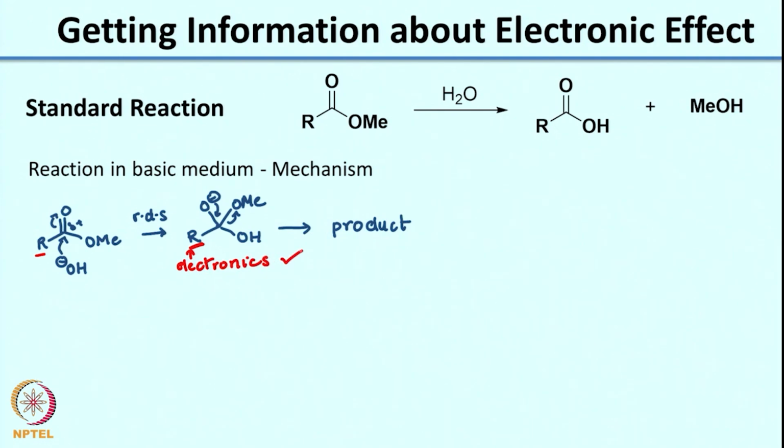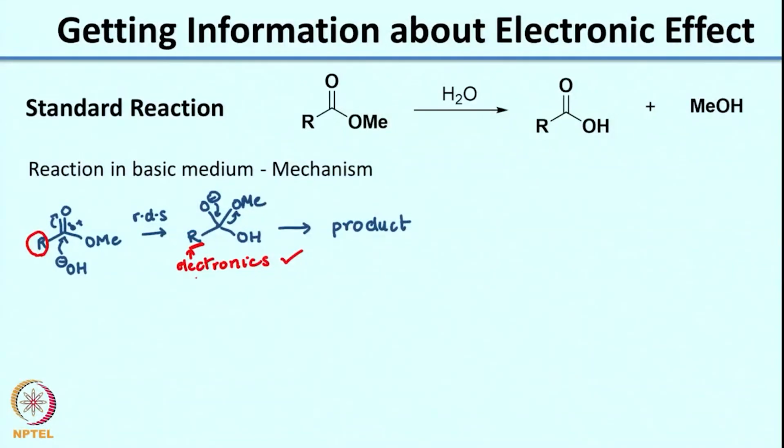Now what about sterics? Even here, since you have the R group close to the carbonyl group, if you have the nucleophile coming in, again the same traffic jam concept, if you have a large R group, it will be more difficult for the nucleophile to come in. So does sterics play an important role? Absolutely. So you will have both electronics as well as sterics playing a very important role in this reaction.